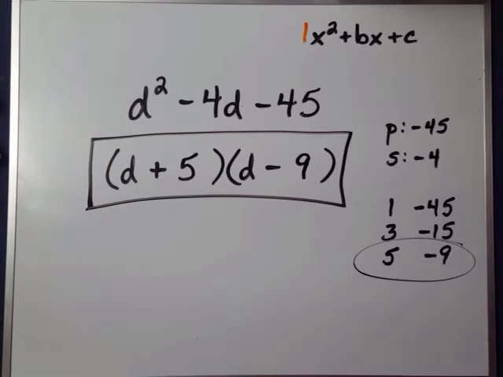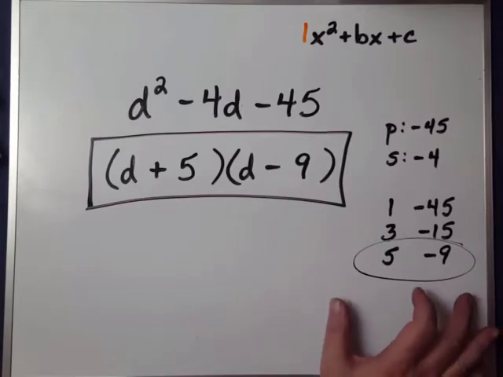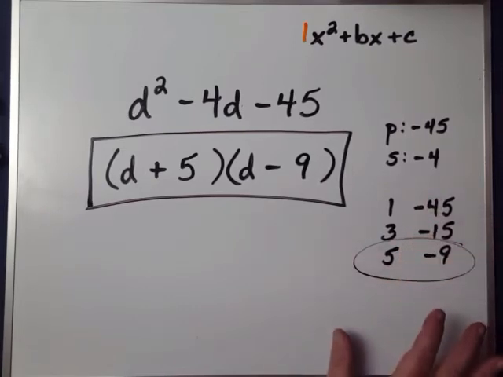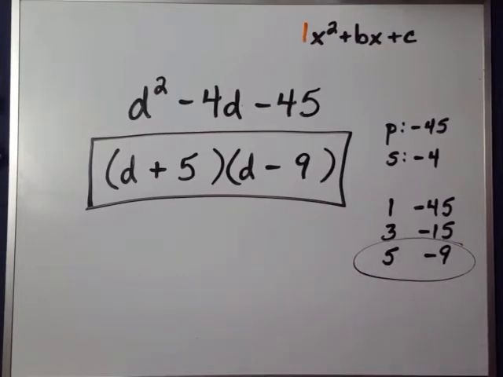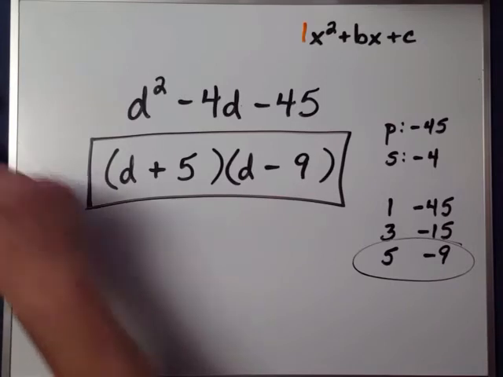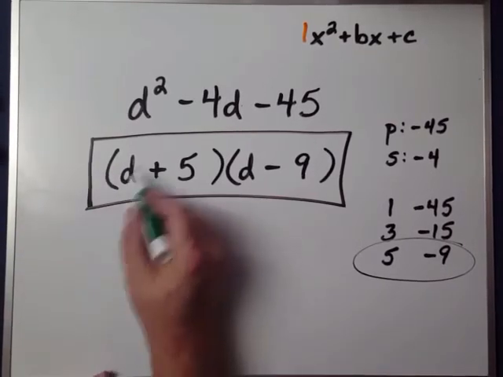The more you practice this, the faster you get. The more you practice this, the easier it is to come up with those two numbers without making this list. And you better know your multiplication tables, up one side and down the other, like we've been saying from day one. Again, we can always check these, and I want you checking these. Let's FOIL this back out.